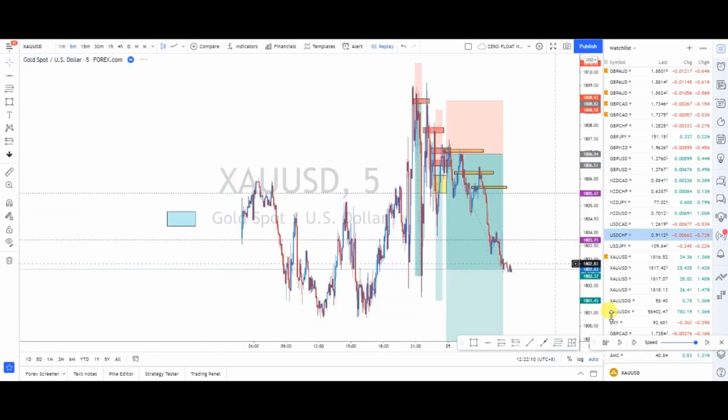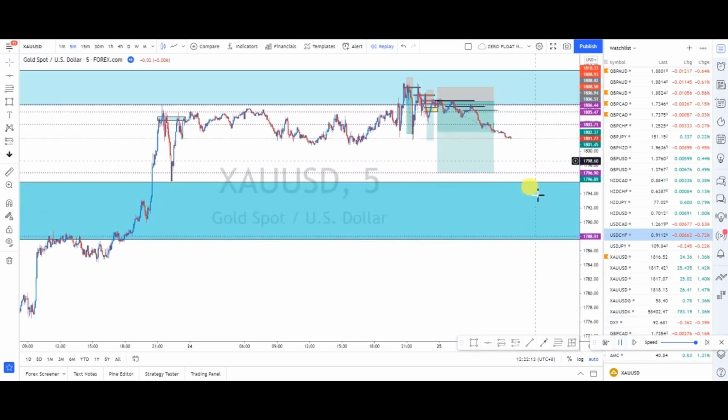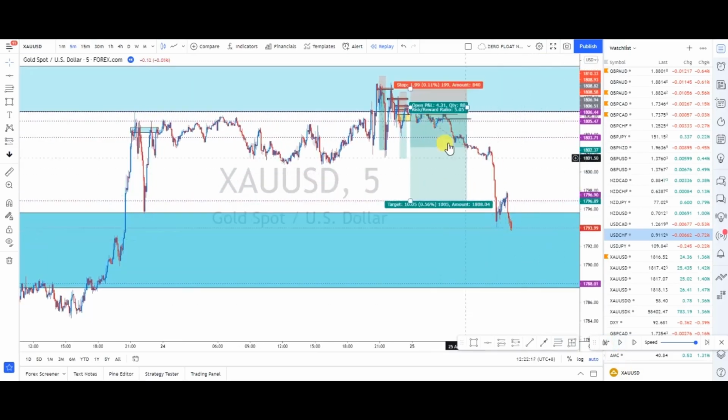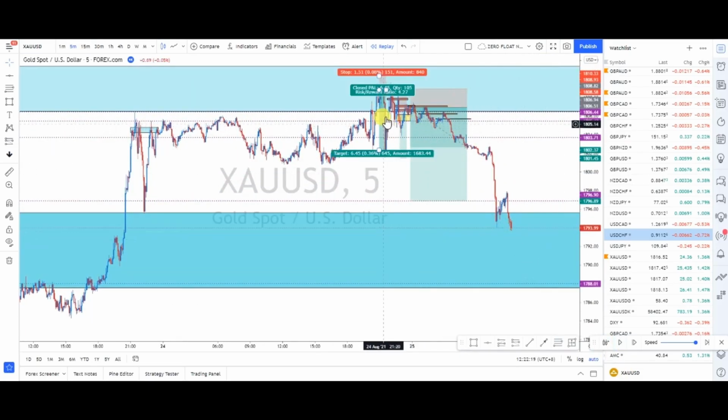So I'm going to go to the M5. Let's just see how the price moves. Hopefully it will reach. Yes, it reached our TP. That's very good. Okay, good, guys. So we have this one, the first one. Okay, we have a small TP.